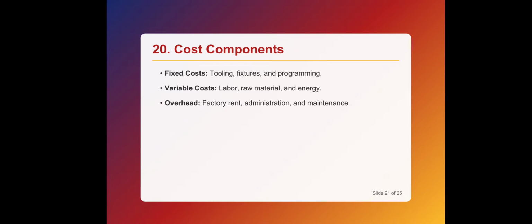Once again I told: fixed cost, variable cost and overhead cost. These are the three important cost components in the process planning activities.